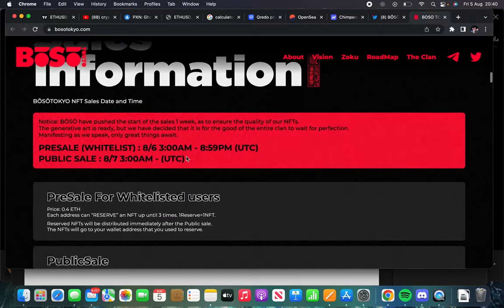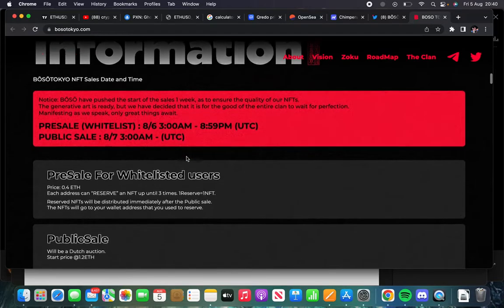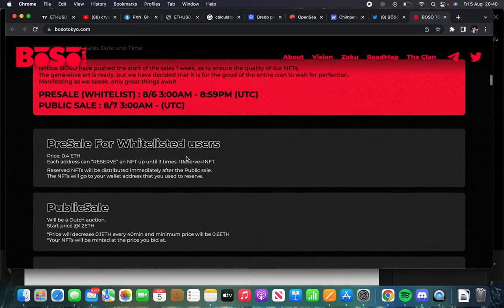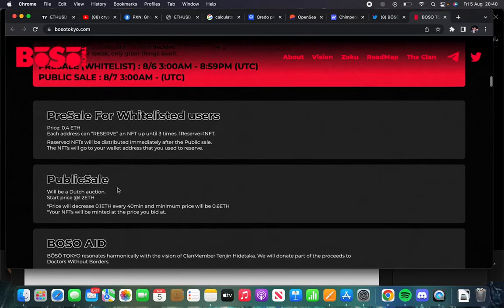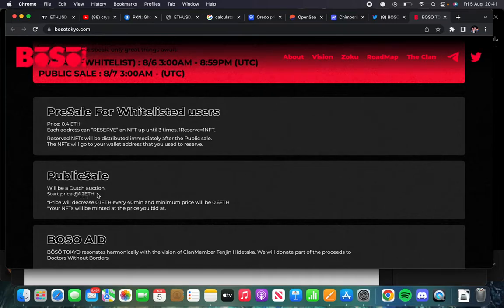Okay. And the whitelist is through a reserve method. So what does that mean? Each address can reserve an NFT up to 3 times. Reserve equals NFT. So you pay up front for 3 NFTs, and once it's fully minted out from public, everyone receives their NFTs. So what happens if it doesn't mint out? Well, until the time is over from public, I guess everyone is just going to receive their NFTs. Okay, I'm assuming. And then a Dutch auction at 1.2, and the minimum is 0.6.